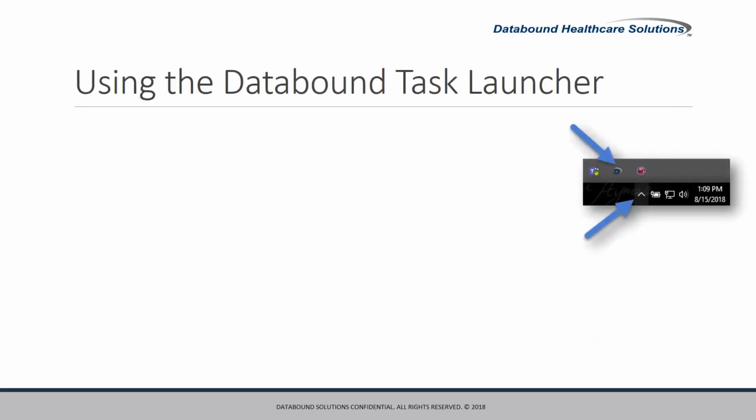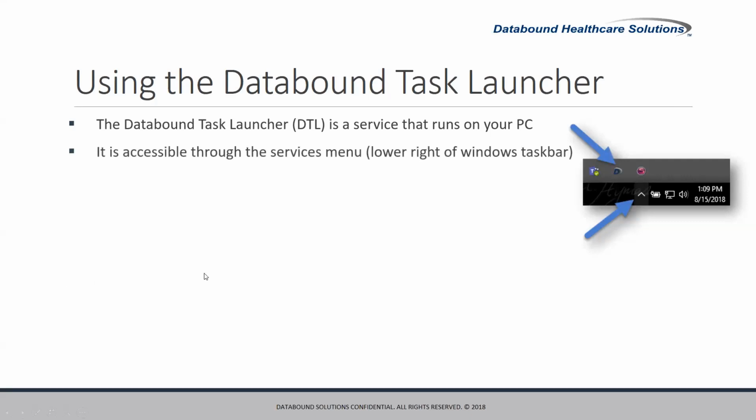So for the Databound Task Launcher, this is a service that runs on your PC. It's going to run in the background. It's not like EMUE where you're going to see a window pop up and something actually occur. It's just going to be running in the background so that you don't have to think about it. It's accessible through the services menu. So on the lower right-hand corner, you're going to have this little arrow. You're going to click it, and the Databound symbol is going to come up so that you can see it.